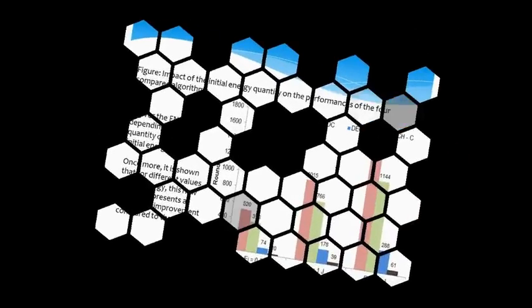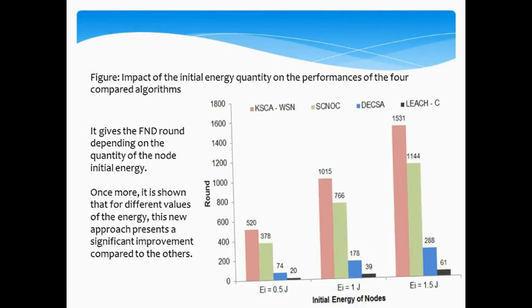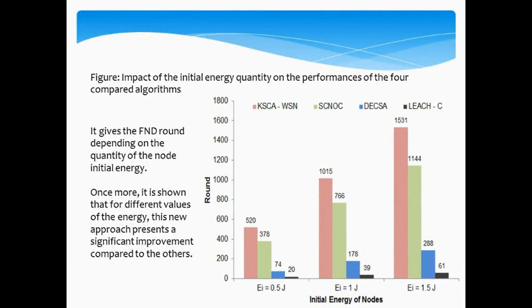This next graph discusses the impact of the initial energy quantity on the performances of the 4 compared algorithms. Also from the graph, it is clearly visible that this proposed algorithm has much more important improvements as compared to the other algorithms. It gives the FND round depending on the quantity of initial node energy. So once more, it shows that for different values of the energy, this new approach presents a significant improvement compared to all the other algorithms.